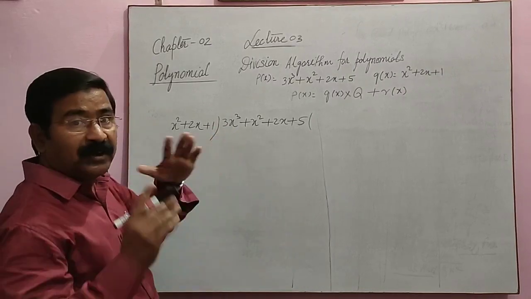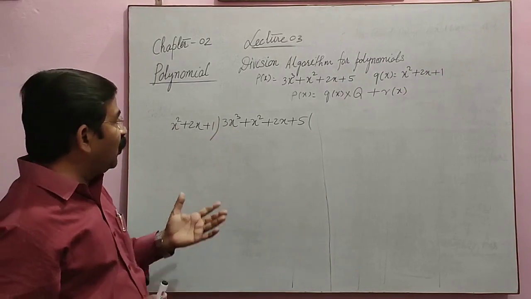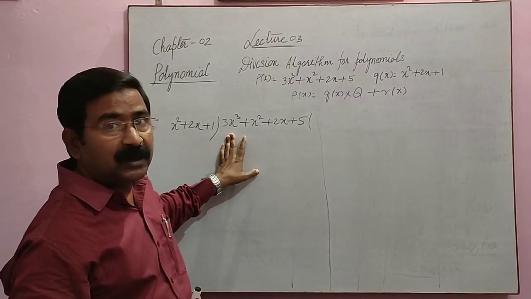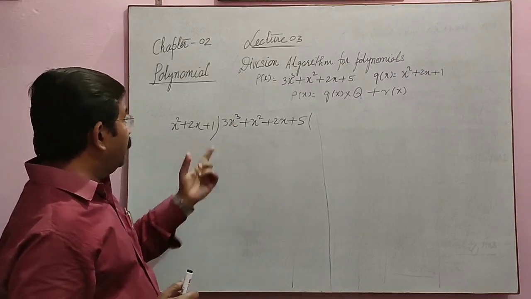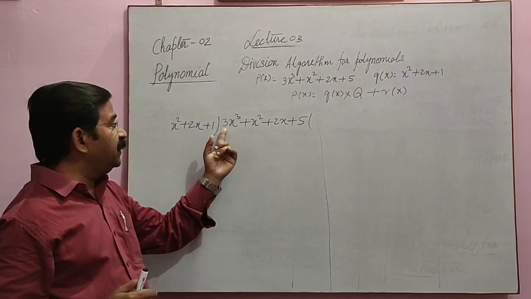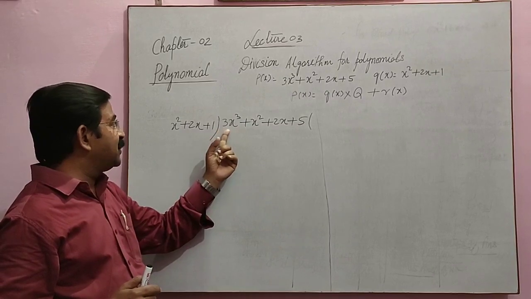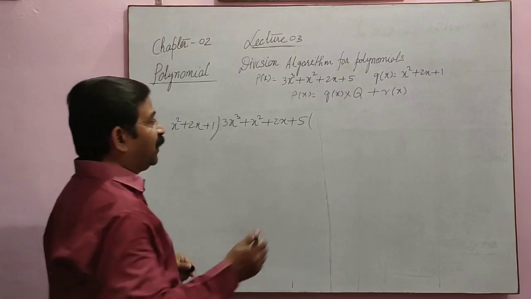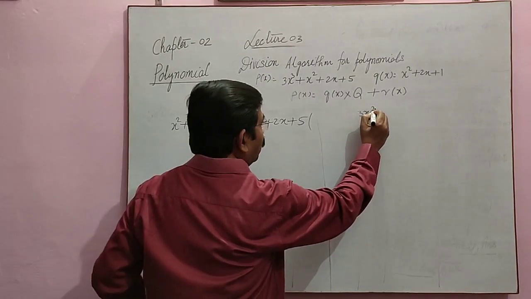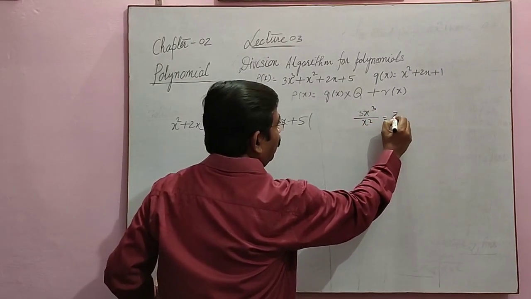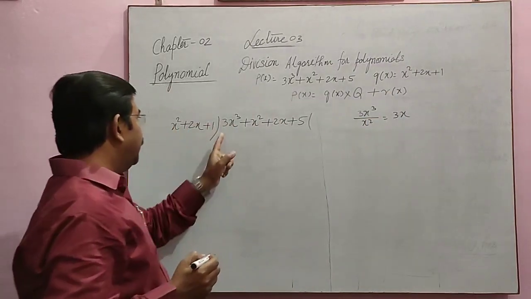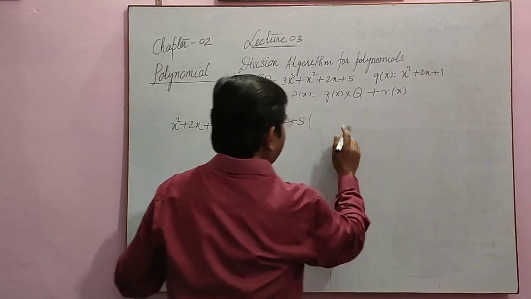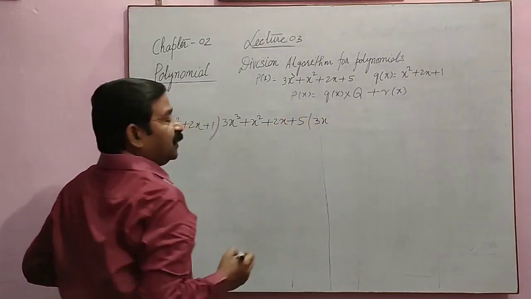This 3x cube, what is the method of division? Every time, we try to eliminate the first term of the dividend. The first term of the dividend is 3x cube, and the first term of the divisor is x square. 3x cube divided by x square, we get 3x. So 3x times we can divide this. Let's see how to divide. This is 3x times.